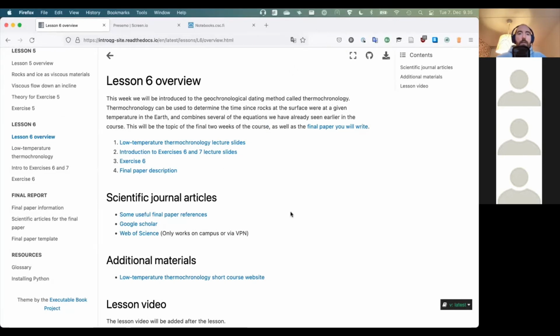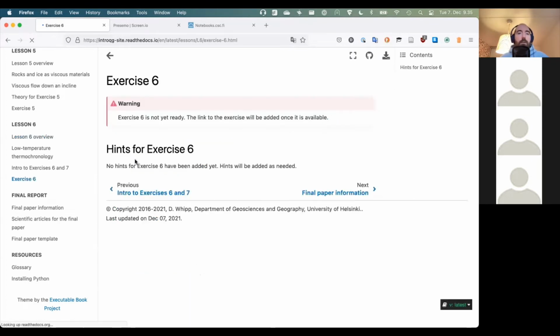So, back on the course page for lesson 6. We've gone through the lecture slides on these first 2 things. Got an introduction to exercises 6 and 7, a little bit of background on low temperature thermal chronology. As I mentioned, if you go to exercise 6's page right now, you'll see it's not ready yet. Sorry about that. I'll have it up as soon as I can. But it's a new exercise, and I want to make sure that I try to find all of the holes in it before I post it, just so that you're not immediately confused.